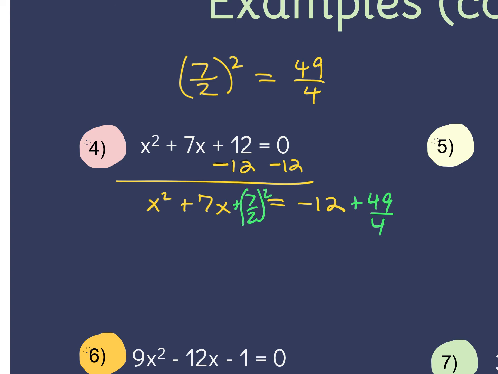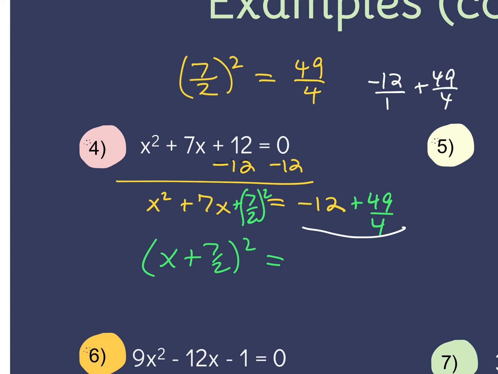Now, for the left side, it's just x plus 7/2 squared. But I actually have to find a common denominator and do the math over here on the right side. I actually have to do this problem here. So -12/1 plus 49/4. My common denominator is 4. So this will turn into -48/4, the whole number 12. And then I add it to the positive 49/4, which now gives me 1/4.